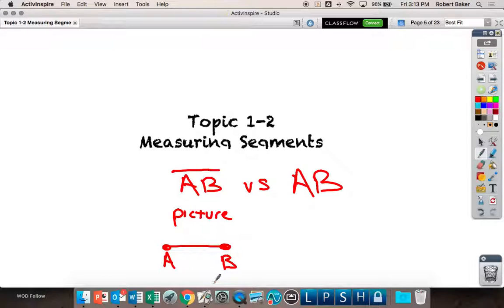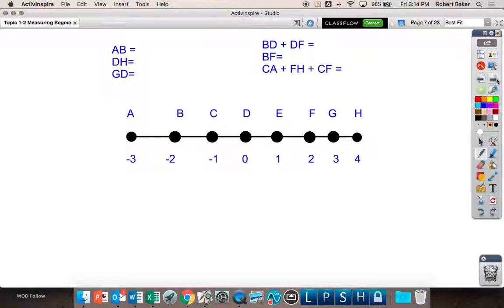What is this? This is read as line segment AB. This is read as the measurement of line segment AB. This is a number, like 9. That makes sense? So, this is a picture of the actual line segment. This is the numerical value associated with the line segment. I tell you that so you can actually figure this out.